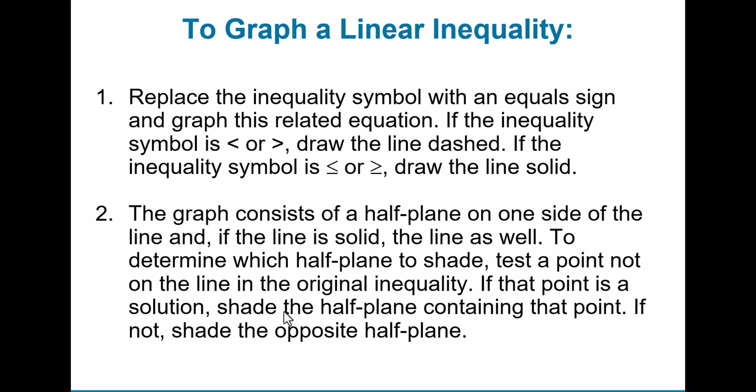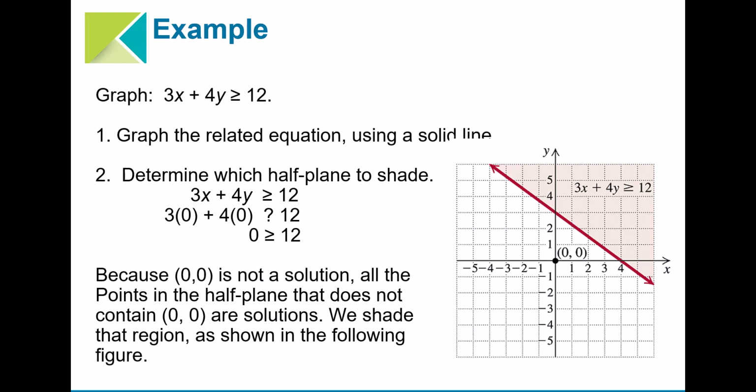Definitely want to look at a test point on one side of the line, and that's where you will do your shading. So I have 3x plus 4y is greater than or equal to 12. I graph the line 3x plus 4y equals 12. Notice this is a solid line because it's greater than or equal to, and I shaded this region because it's greater than, but notice if I plug in 0, I don't think 0 is greater than, so this doesn't contain the solution, so we would not shade this side, we'd actually shade the other side.